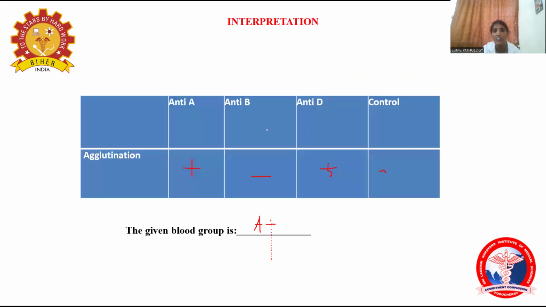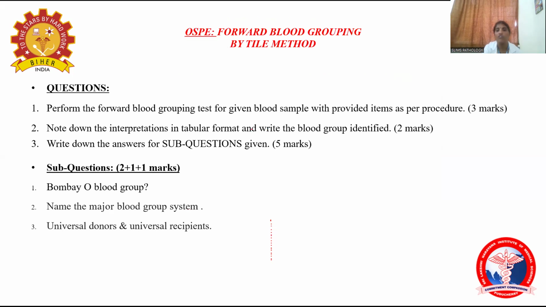What tabular format? The same way, you have to put it in tabular format and write the interpretation. What is the given blood group? If the blood group is correct and the tabular column is put in a proper manner, it is 2 marks. And now write down the answers for the sub questions given. There will be another chart attached to this, carrying 3 questions, and they look for answers to these.